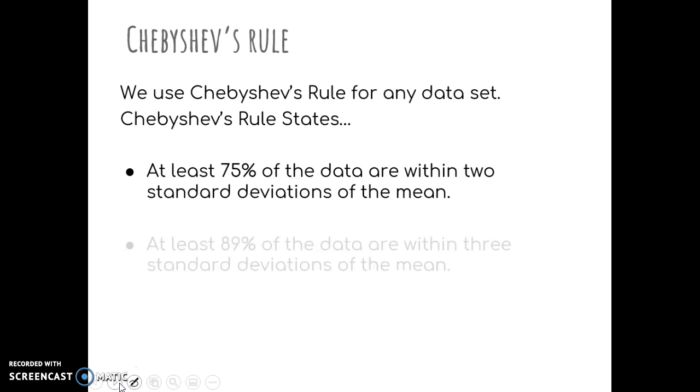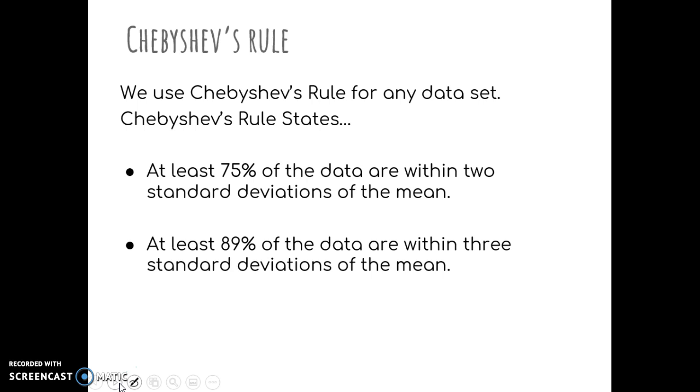Now, the next characteristic or property is that at least 89% of the data are within 3 standard deviations of the mean. So this is so similar to what we were doing before. It's just instead of 95 for 2 and 99.7 for 3, we're at least 75 for 2 and at least 89% for 3. So you just have to learn 2 new percentages, but you work the problems the same way. You don't necessarily draw a curve, obviously, but everything else is the same.